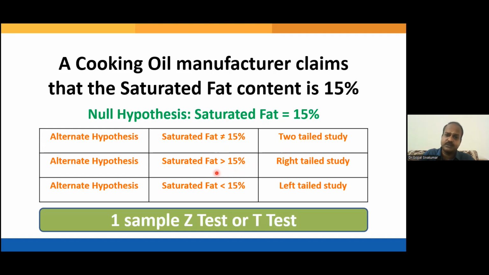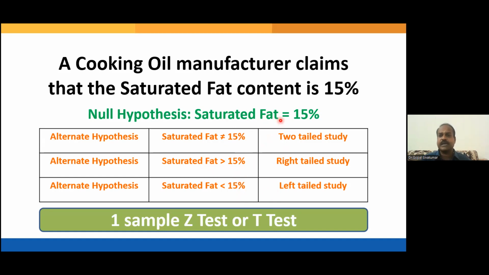Sometimes a study may be one-tailed also. I'll find it critical only when the fat content is on the higher side. If it is on the lower side, I'm not going to worry about it. But when the saturated fat is more than 15%, I'm not going to recommend the product. Sometimes it can be this side. This is called left-tailed. Hope all of you understand. The hypothesis testing can be two-tailed, can be one-tailed. One-tailed can be right-tailed or left-tailed.